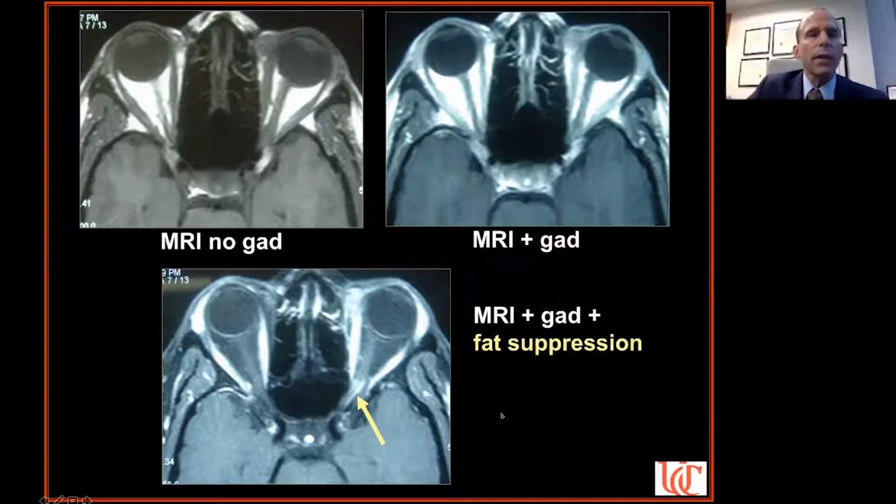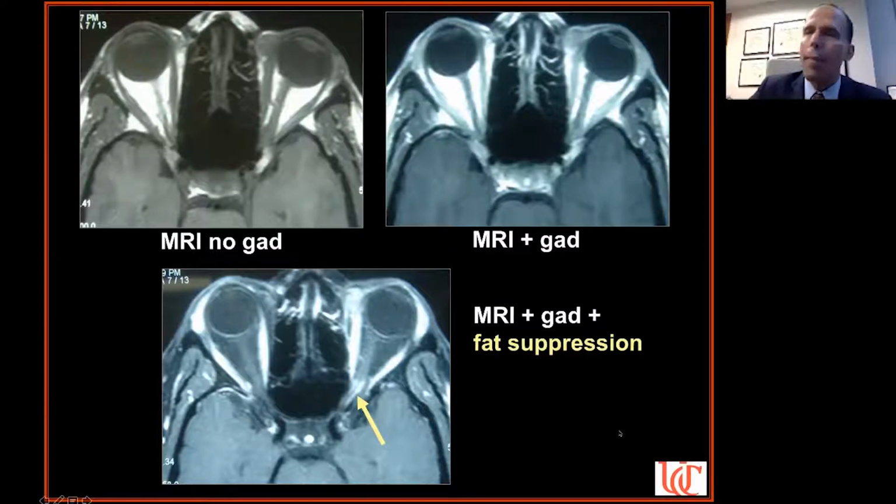So one of the other reasons I order orbits when I see a unilateral optic neuropathy, and I'm considering that there could be something in the orbit, is that I automatically get fat suppression. In the US, if I order orbit, I get fat suppression. Why? Because there's fat in the orbit. If I order brain, I don't get fat suppression. Why? Because unless you're a fathead, there's no fat in your brain, and you don't need to do fat suppression. So that's one of the reasons I order orbits: I automatically get fat suppression.